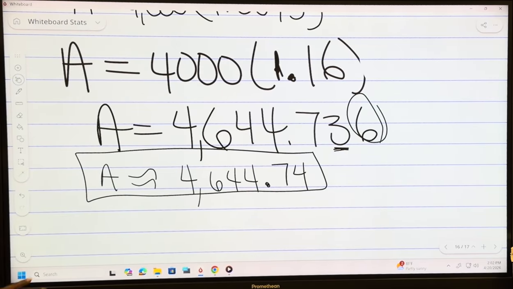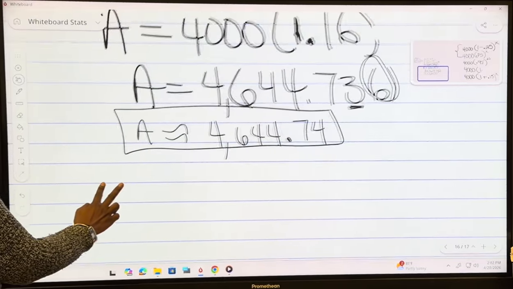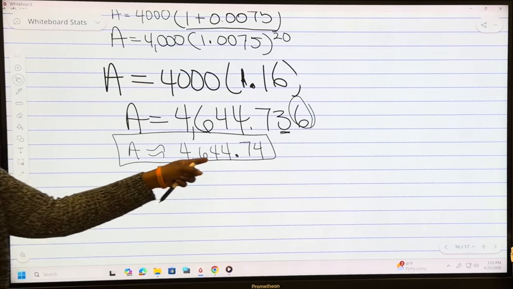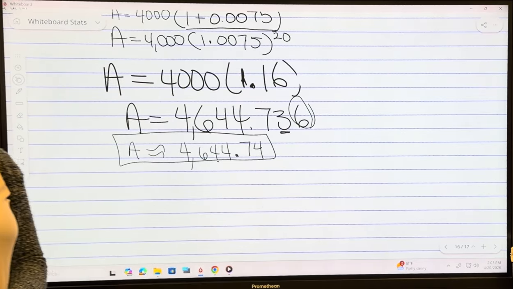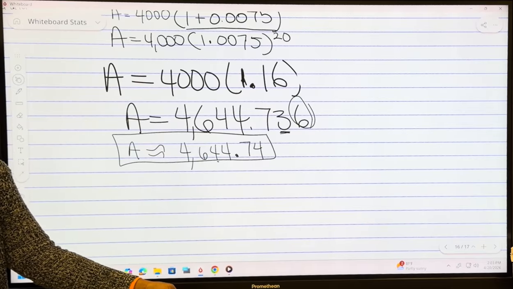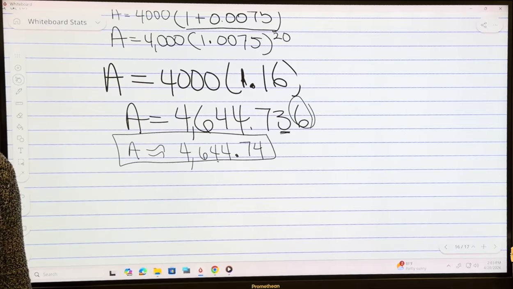Is everybody following? Yes. Here's a question they'll ask you. How much of this money is interest? 644.74. How much? $644 and what? 74 cents. If I don't know how much is interest, just go subtract your original principal back out, and you'll see how much is left over. Does that make sense? Yes?